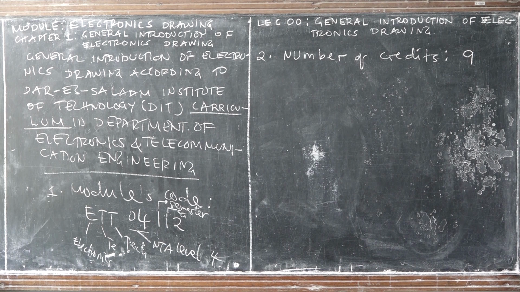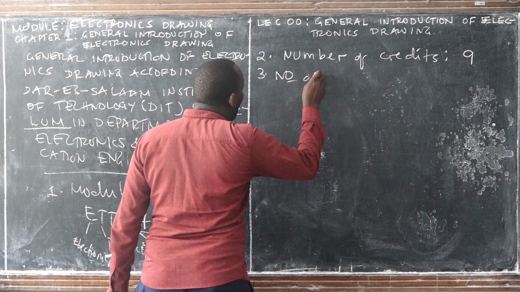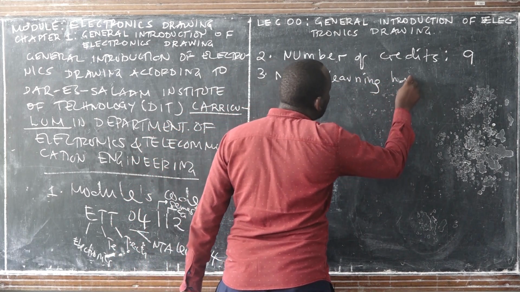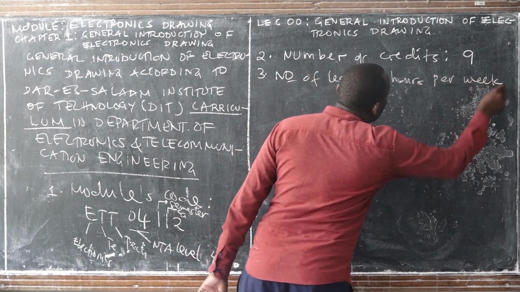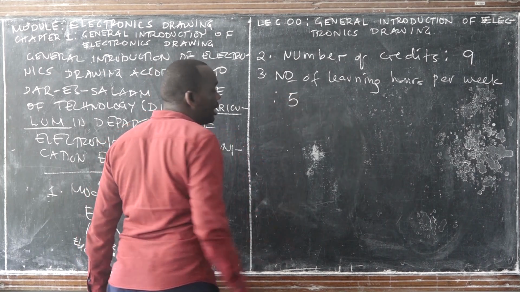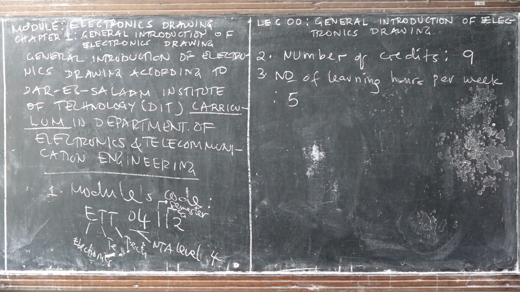Then number 3, the number of learning hours per week of this module. It's 5 hours. So whether you are an independent student, or maybe an O-level graduate, make sure that in a week you find 5 hours to learn electronics drawing. How many hours do we have in a week?